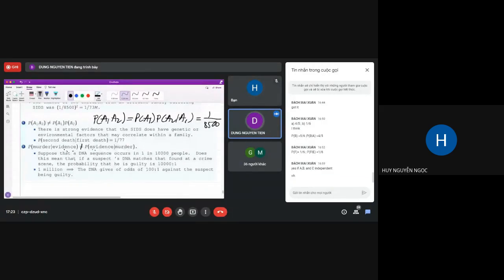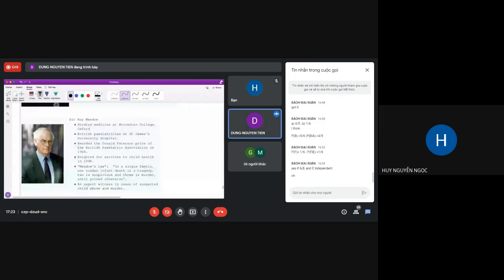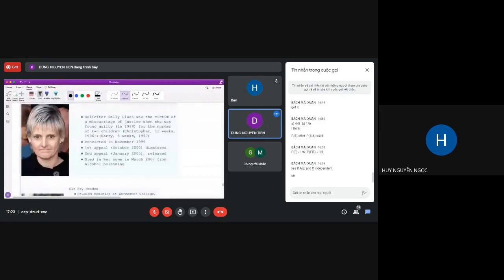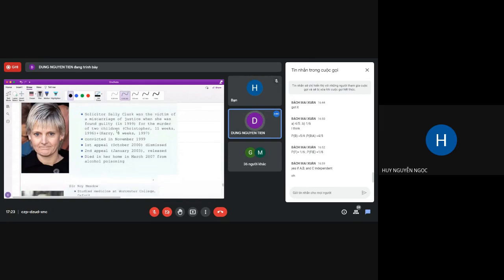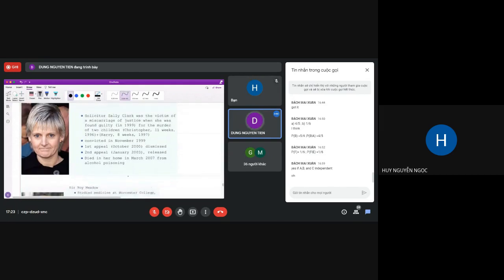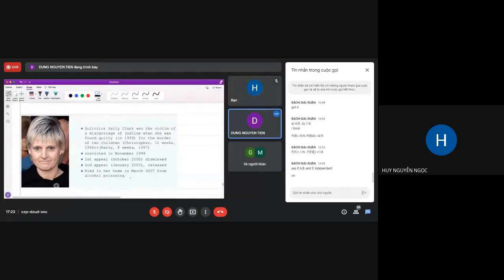However, she couldn't tolerate the consequences of this case, and it seems that she committed suicide in her home in 2007. So this is a very sad story. And one of the reasons is the misuse of independent events and the product rule for the probability of the product of two events.